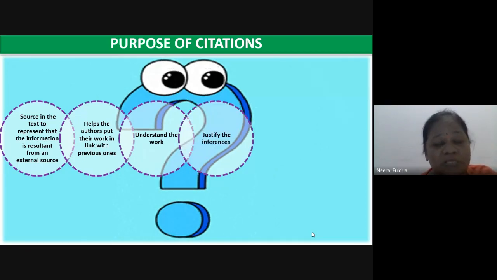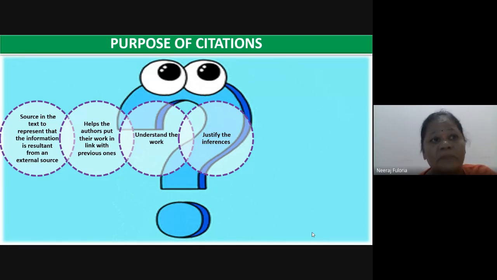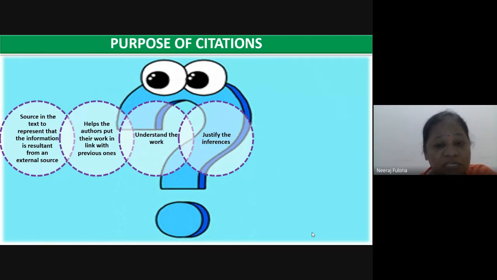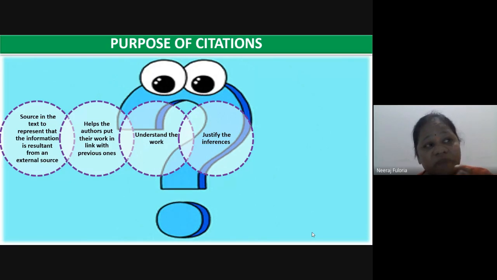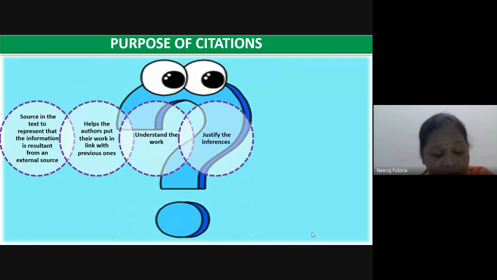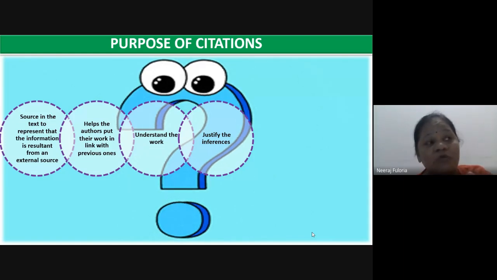Then it justifies the inferences. Sometimes under the discussion part, those who are doing a research project or maybe PG students, when you write the discussion in the research paper, you have to justify your research, how your research is good, how your research outcome is justified alongside other people's research. So you have to justify by giving the citation and references. Then it helps evaluate the uniqueness and scope of the manuscript.